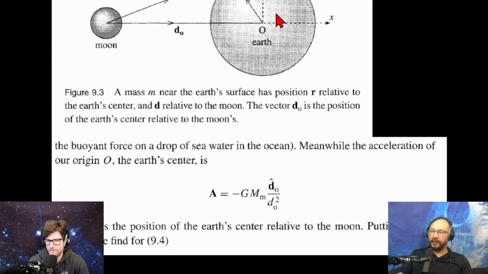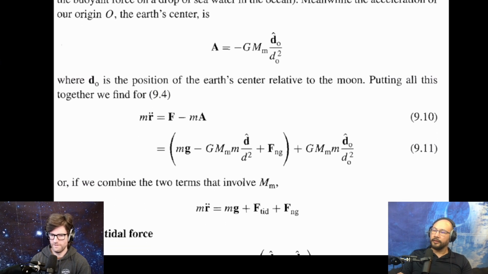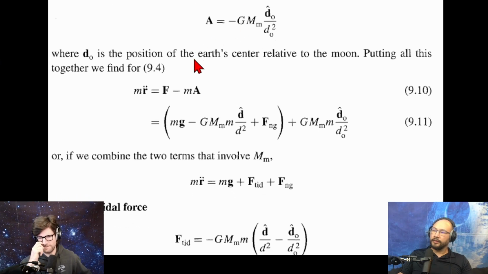So the whole Earth is getting pulled in towards the moon, with G M over d naught squared. Capital A is the non-inertial acceleration when we're standing on the Earth. So this is that, in the next equation, the minus m capital A. That's the thing that's going to go in there.